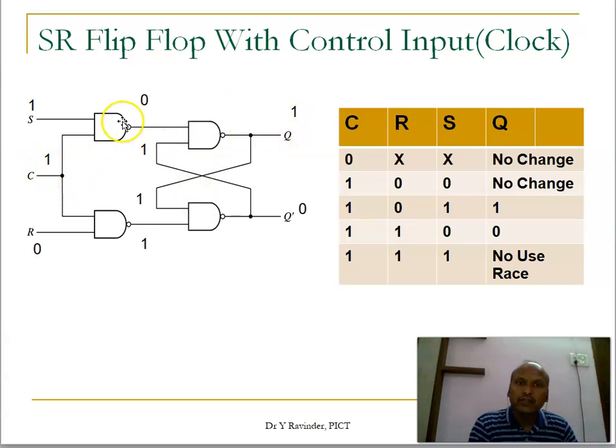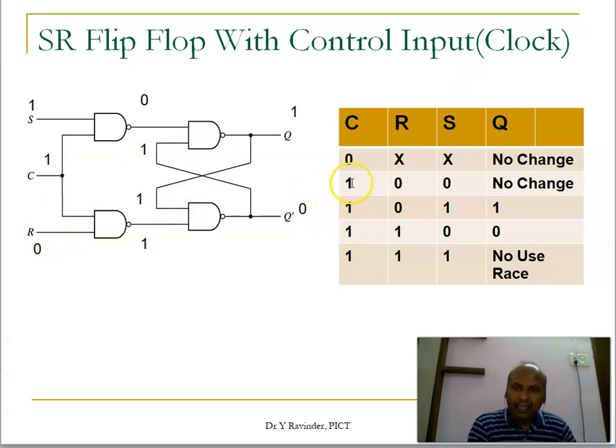So if I make this 0, this will be 1, this will be 1, and when both are 1, if this is 0, this will be 1, and this one will be 0. So there won't be any change in the outputs. Even if it is 1 1, or 0 0 goes here, it will be 1. So no change. So when the control input is 0, irrespective of what R and S are, the output will not change. This is called enable or disable.